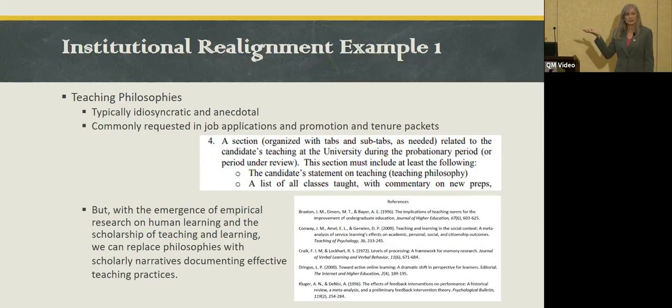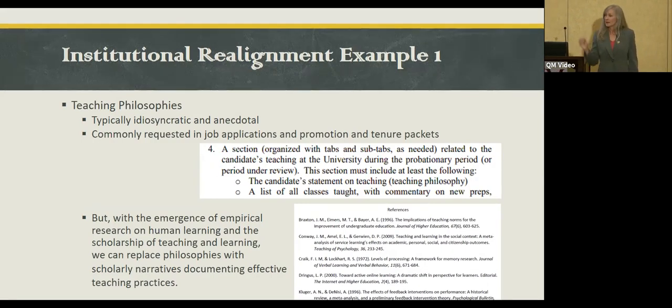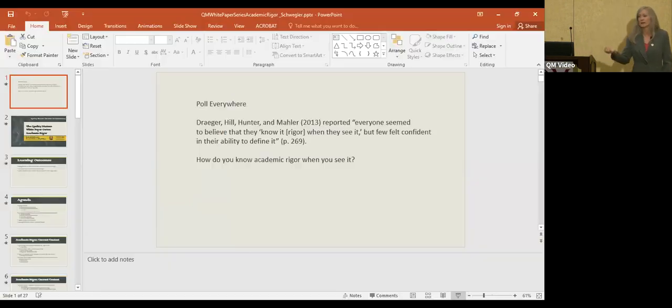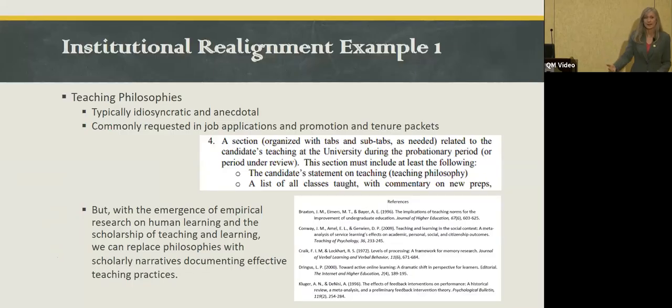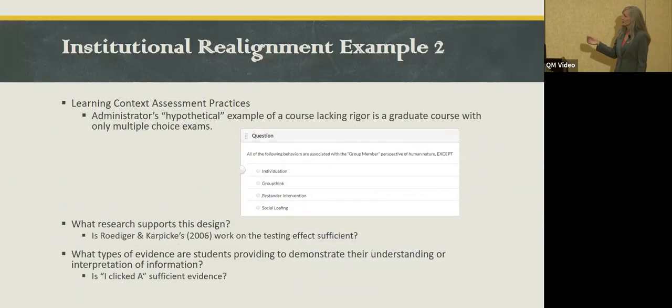But is that enough? What other evidence can you leverage to support that? And then, if we take that definition of rigor, what kind of evidence are students using to support the fact that they know this? Well, here's the evidence. Because I clicked A, is that really strong enough evidence to be convincing that you know what that content is because you clicked A? You could have guessed and clicked A. So when we start a conversation that way, we're asking very different questions and we're making very different conversations.